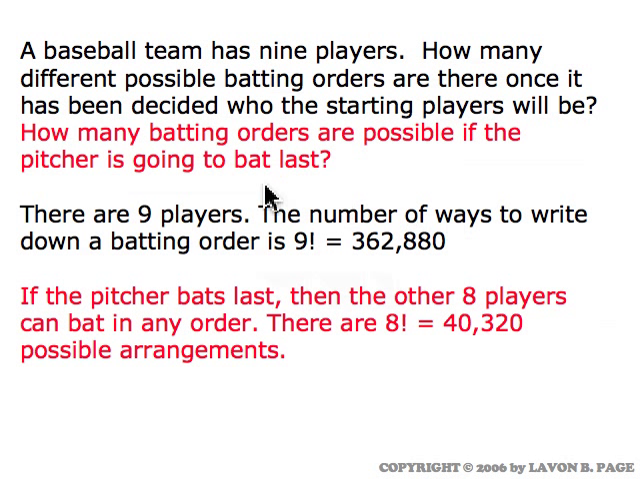However, if you're going to specify that the pitcher should bat last, then the only arranging to be done is with the first 8 batters, the 8 people who bat before the pitcher, could be arranged in 8 factorial ways, since you're just simply counting the number of permutations for those 8. 8 times 7 times 6 down to 1 is 40,320 possible arrangements if the pitcher is going to be batting last.